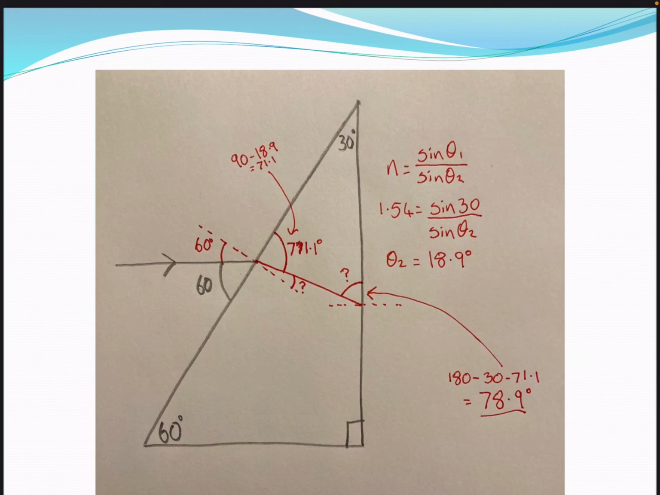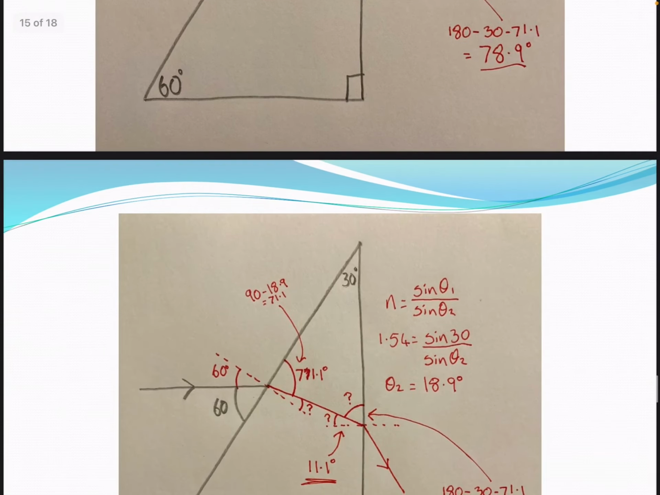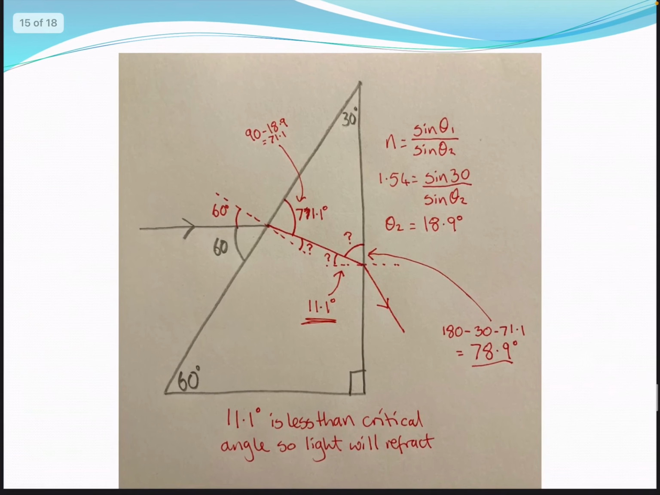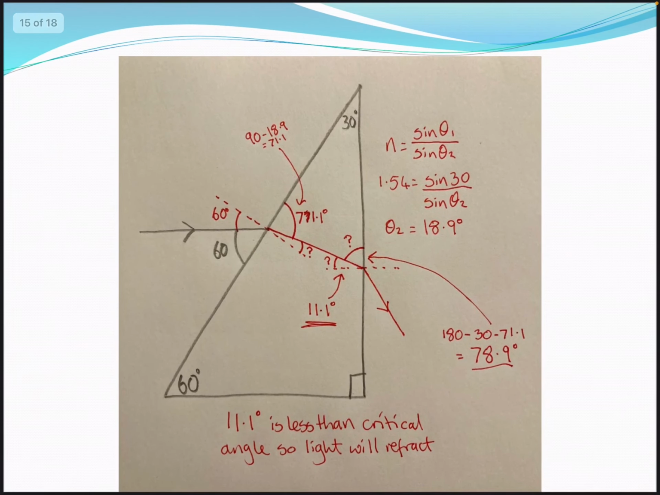If I know that that one's 71.1 and I know that the top one is 30, then the bottom right hand angle must therefore be 78.9 degrees. If I know that's 78.9 degrees, I can then work out the angle of incidence, because it's just 90 take away that. So that's 11.1 degrees. That is less than the critical angle, so the light will refract and just come out of the block.